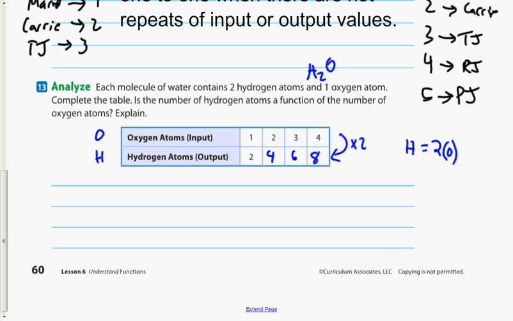So it says, is it a function? Well, is it a function? Is it always 1-to-1? If you input 1 here, you get out 2. If you put 2, you get 4. 3, you get 6. 4, you get 8. There's no repeats. It'll always be a function because it's always 1-to-1.